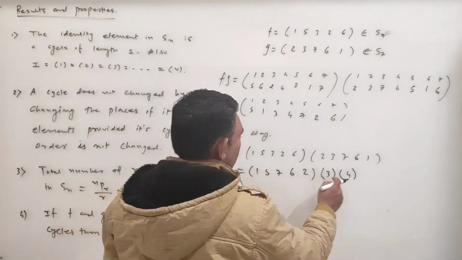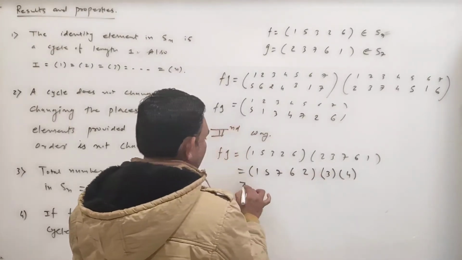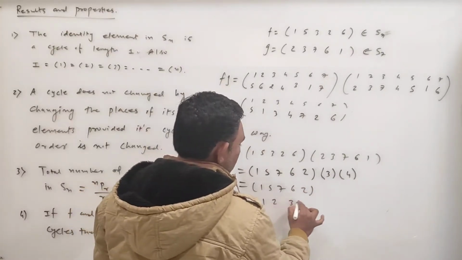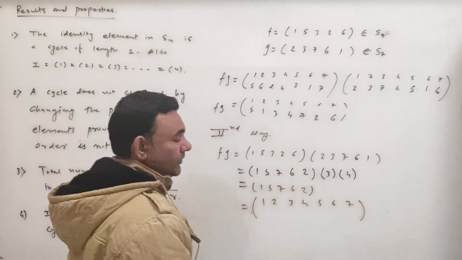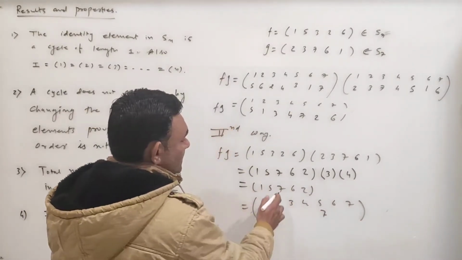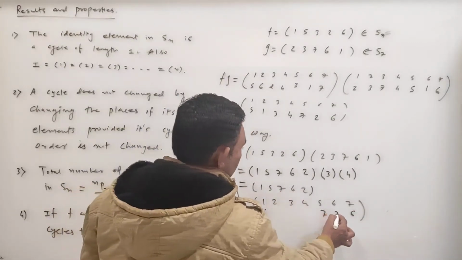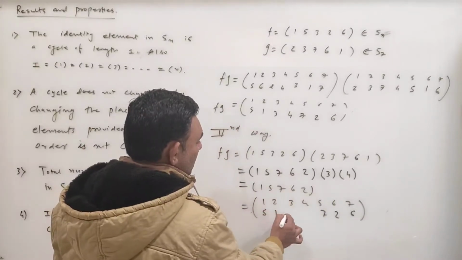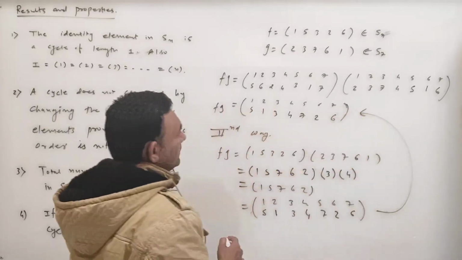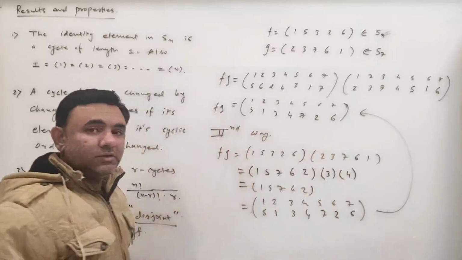Now 1, 2, 3, 4, 5, 6, 7, and this represents the identity element. So 1, 5, 7, 6, 2, and if you rewrite in this way 1, 2, 3, 4, 5, 6 and 7, then here 1 goes to 5, 5 goes to 7, 7 goes to 6, 6 goes to 2 and 2 goes to 1 and 3 and 4 as it is. And now you compare these two things, 5 1 3, 4 7 2 and 6, right?